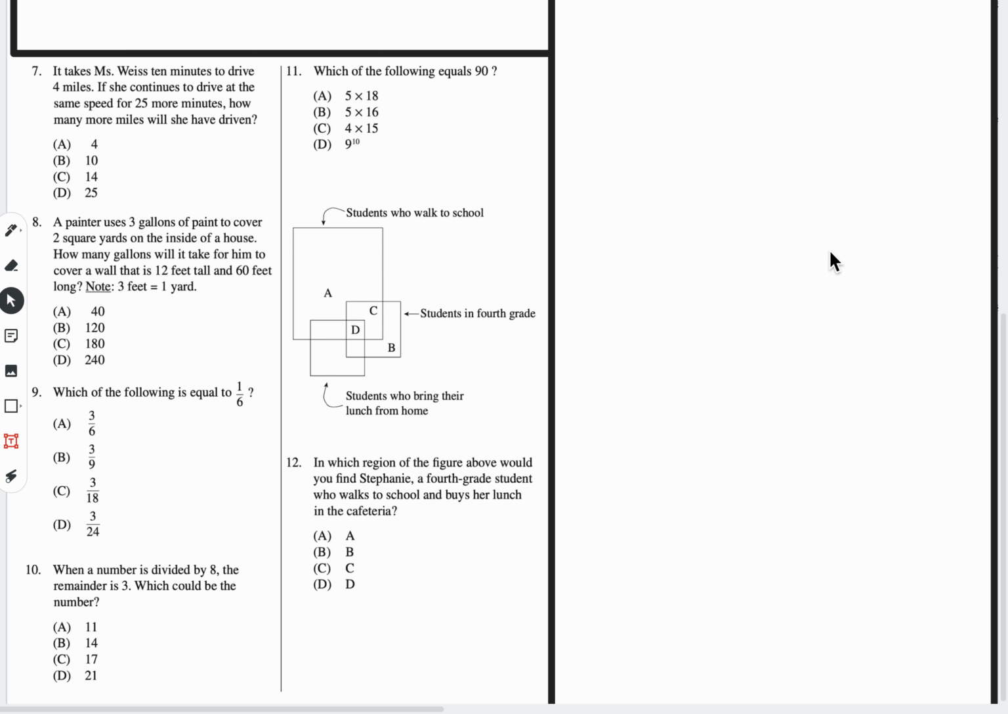Here we're taking a look at number 7 first. Number 7 says, it takes Miss Weiss 10 minutes to drive 4 miles. If she continues to drive at the same speed for 25 more minutes, how many more miles will she have driven? Now if it takes Miss Weiss 10 minutes to drive 4 miles, and she needs to drive 25 more minutes, here we can set up a proportion to find out how much farther she will drive.